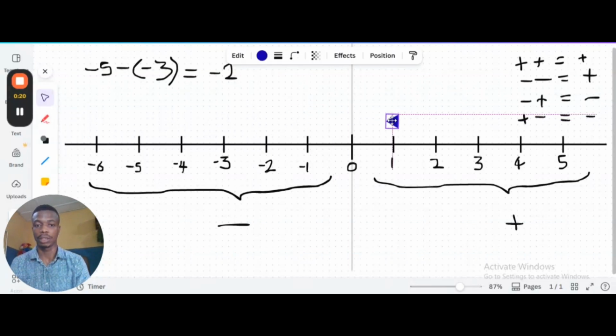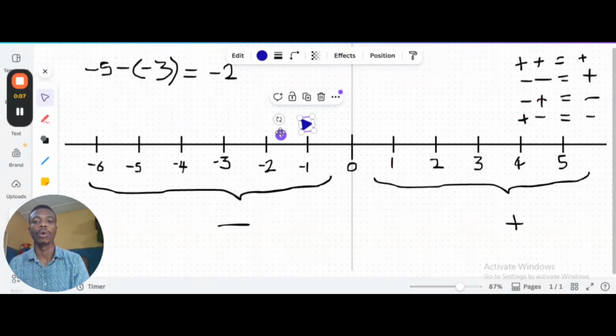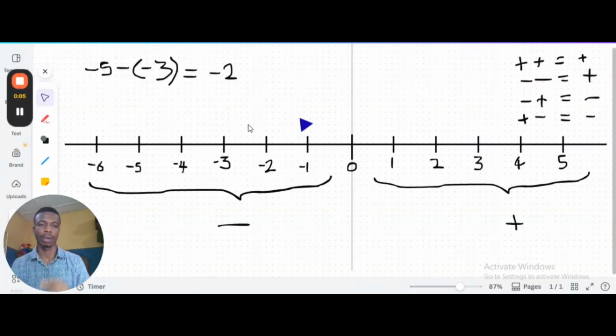Now, you can also say 1 plus minus 2. This is 1. Plus means face the positive direction. Minus 2. Minus 2 means go back 2 times. 1, 2. 1 plus minus 2 is minus 1. Plus and minus gives us minus, so 1 minus 2 is minus 1.